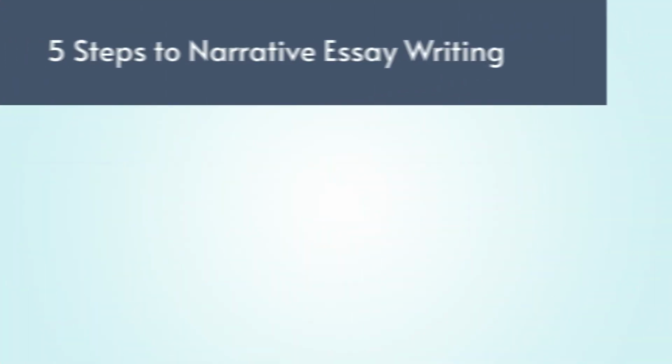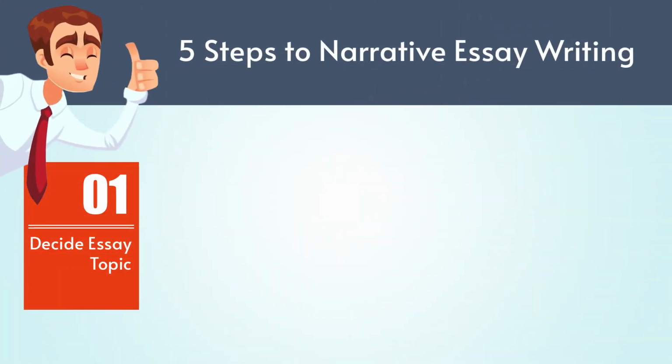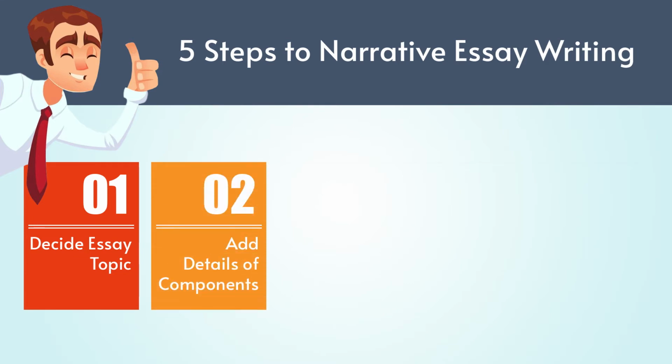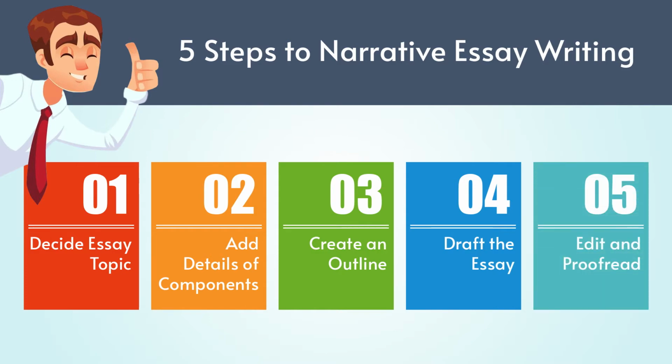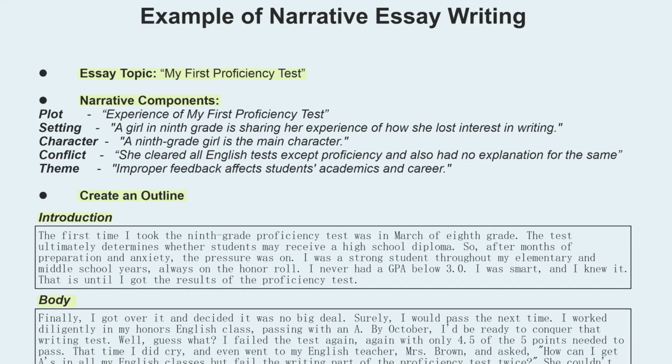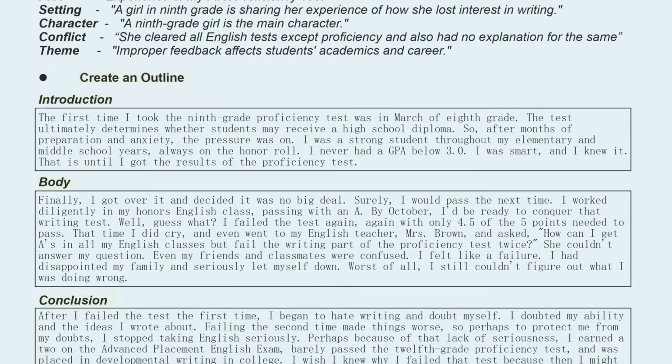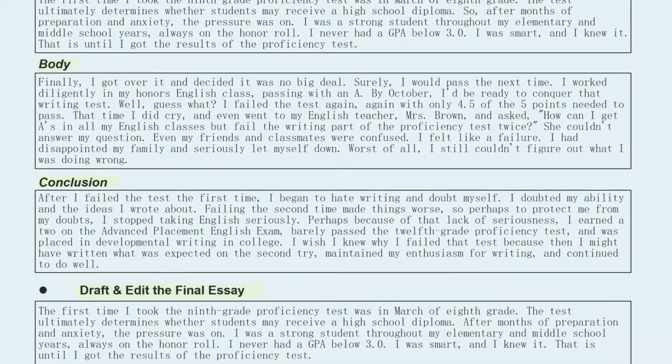Here are 5 simple steps to writing an essay, right from choosing a topic, adding details like plot, setting, character, conflict, and theme, creating an outline, preparing an initial draft, and finally editing and proofreading before submission. Closely look at this example of a narrative essay on the topic, My First Proficiency Test.